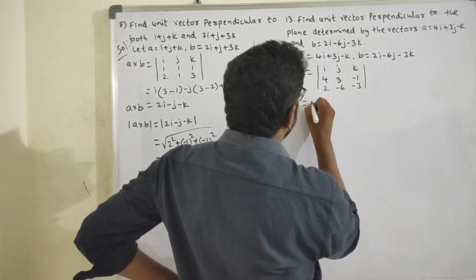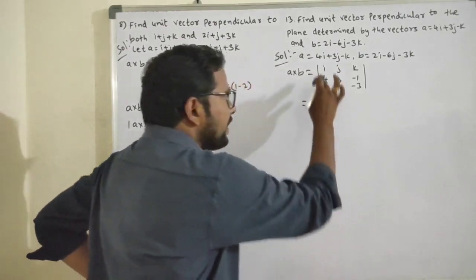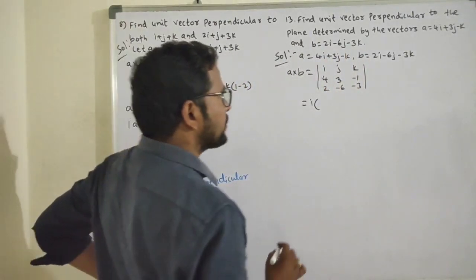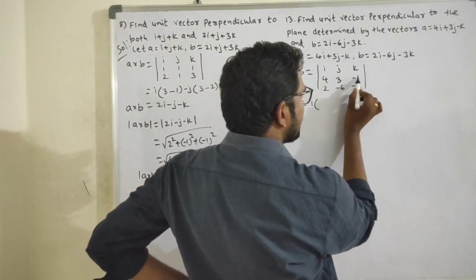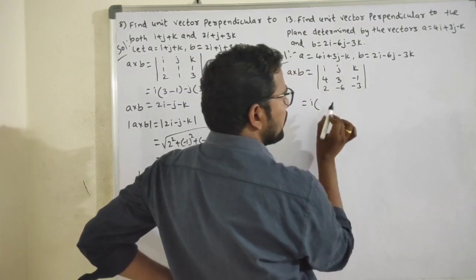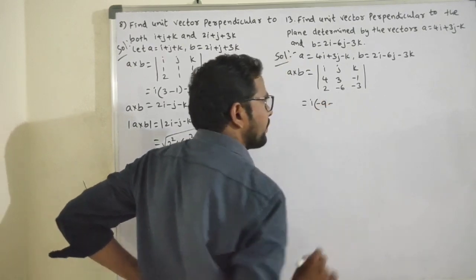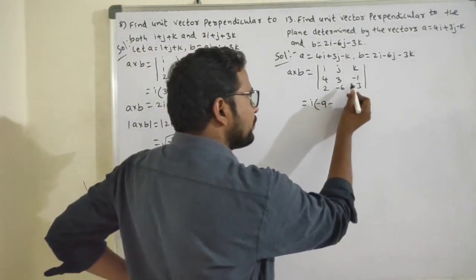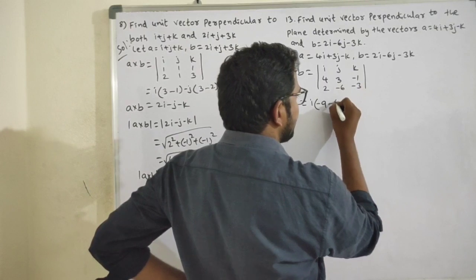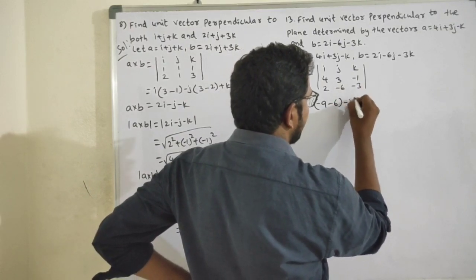Now expand the determinant. I lies in the first row and first column. Delete the first row and first column. The remaining are 3, minus 1, minus 6, minus 3. AD minus BC: 3 into minus 3 is minus 9, minus 6 into minus 1 is plus 6. So minus 9 plus 6 is minus 3, so take 3 only.